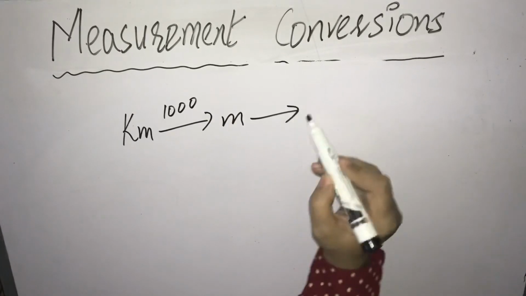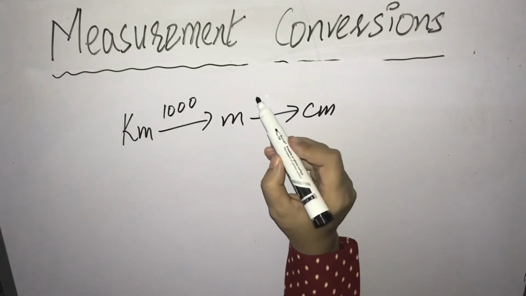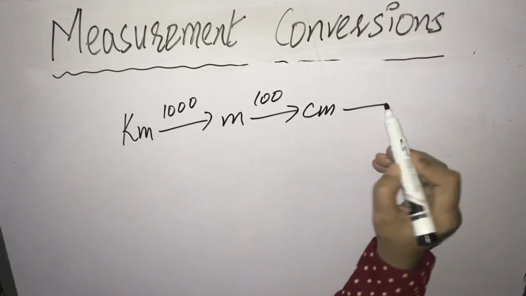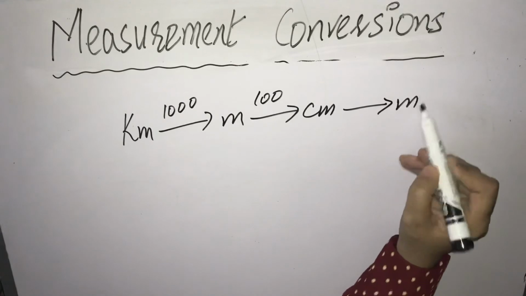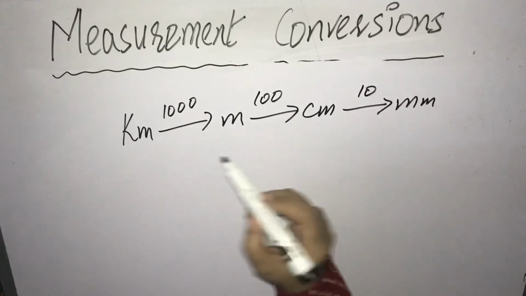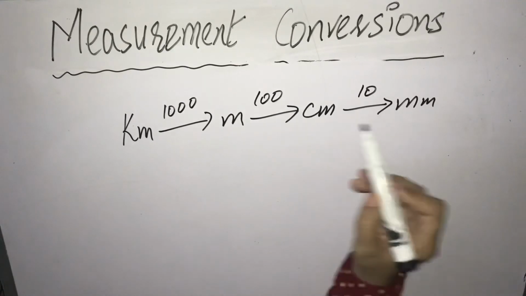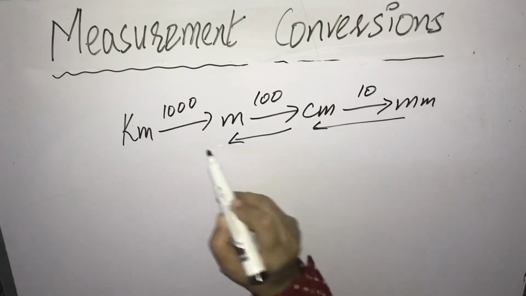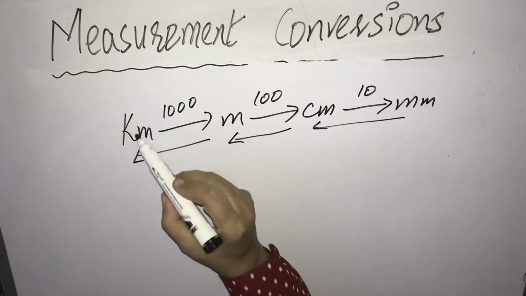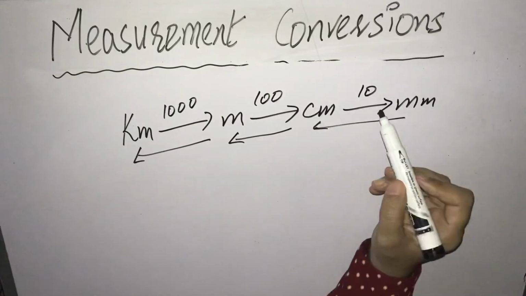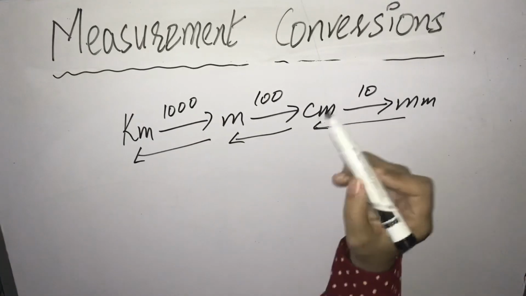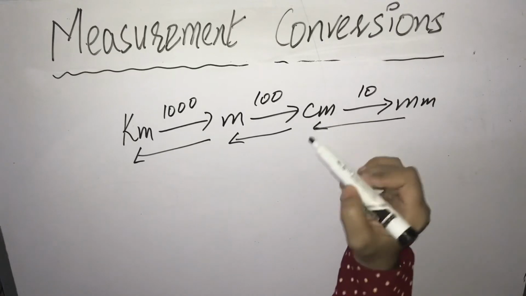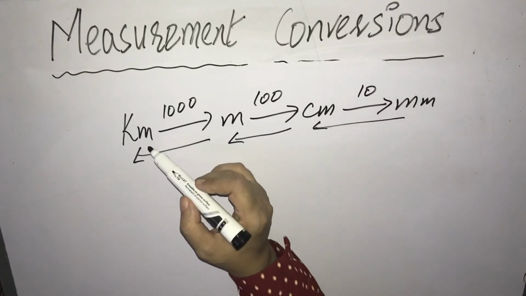When we go from kilometer to meter, our relationship is of 1000. When we go from meter to centimeter, our relationship is of 100. And when we go from centimeter to millimeter, our relationship is of 10. When we go to a smaller unit, we have to multiply. When we go towards a bigger unit, we have to divide. If we go to a smaller unit, our decimal moves towards the right side. When we go to a bigger unit, our decimal moves towards the left side.